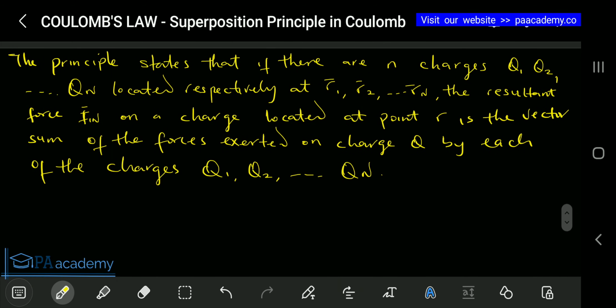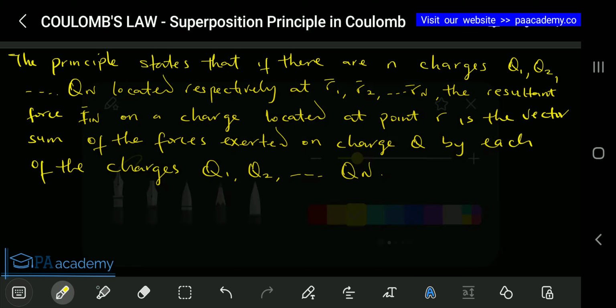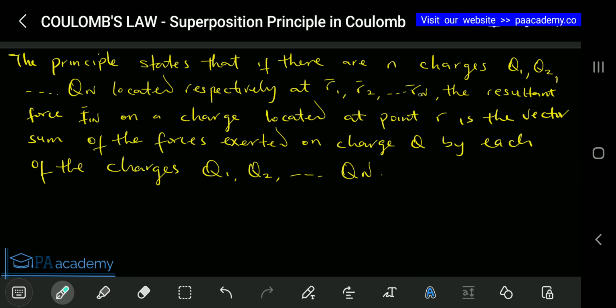Alright, so the principle states that if there are n charges, so Q1, Q2 to whatever number, located respectively at R1, R2 and so on, the resultant force on the charge Q located at point R is the vector sum of the forces exerted on charge Q by each of the charges Q1, Q2 till Qn. Alright, so this is too much English. Let's try to break this down to see what it's saying.